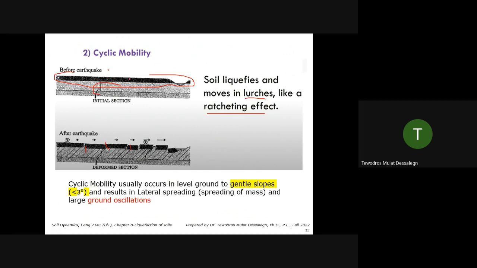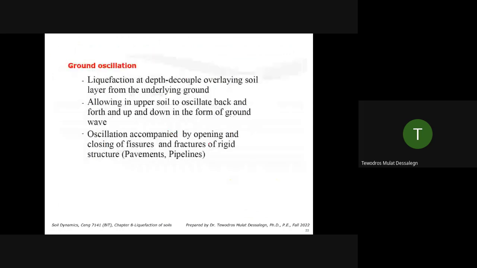This is what we call cyclic mobility. It's a very gentle slope, something less than 3 degrees. So it doesn't collapse like the steeper slopes, but the ground breaks apart and you can see it, because it's moving up and down. If it's flatter, it can sometimes still move up and down, with things breaking apart. Or if there is a gentle slope like this, you can see it breaking apart and moving like this. And it causes ground oscillations.